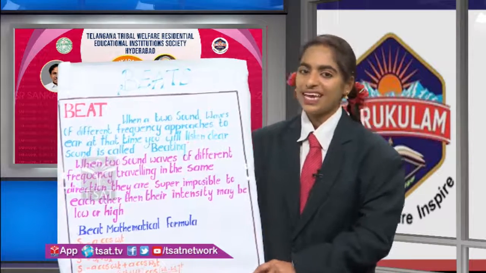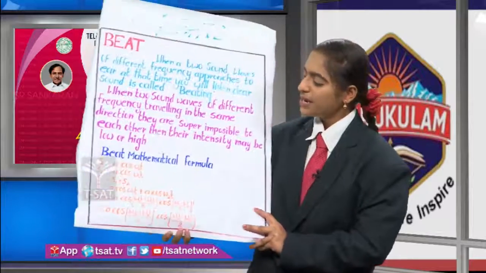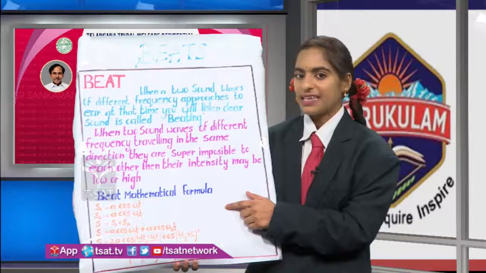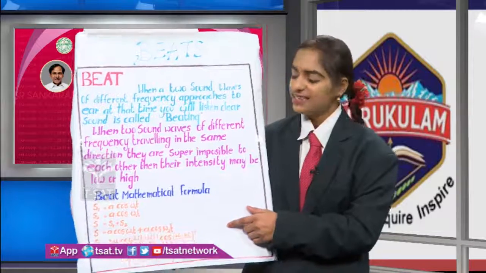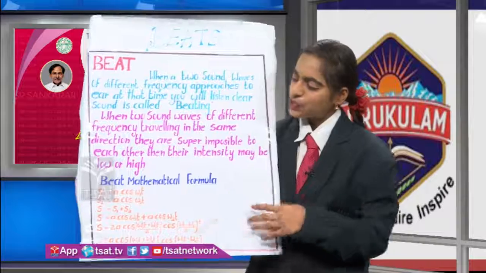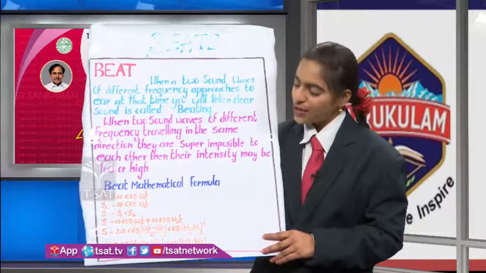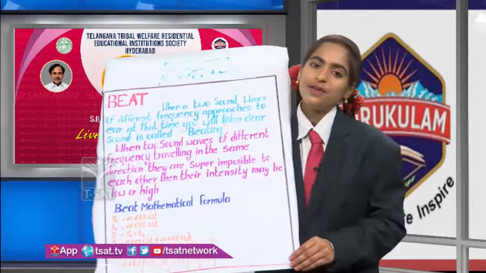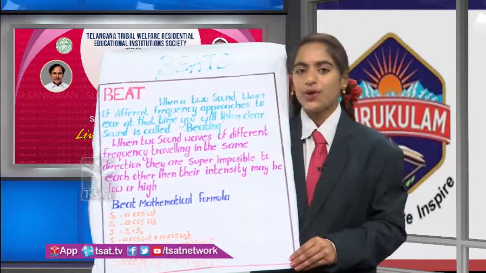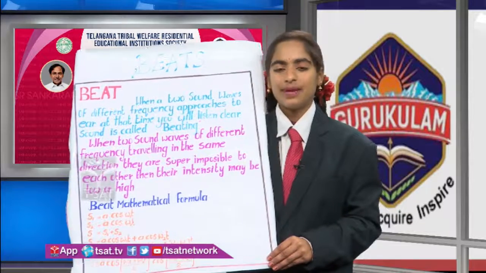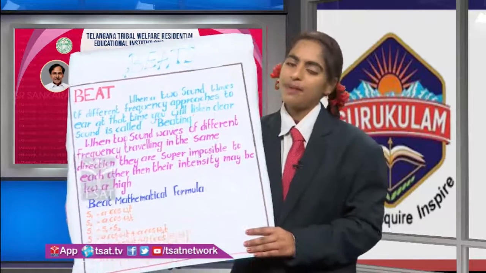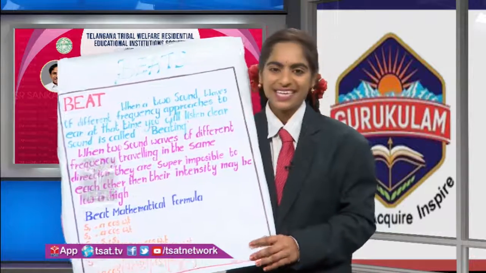Now we are going to discuss again the beat mathematical formula. We denote the displacement as S or Y. S1 is equal to A cos omega1 t and S2 is equal to A cos omega2 t. Like that, we finally find that the beat formula is 2A cos(omega_b t) times cos(omega t). Like that, the beat mathematical formula we have also discussed.